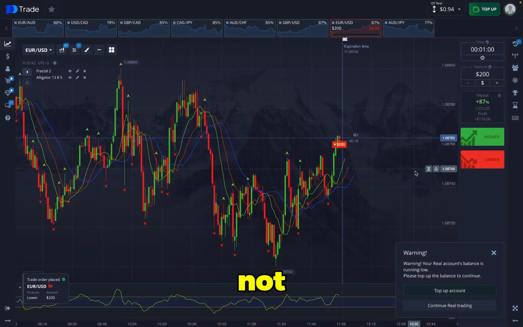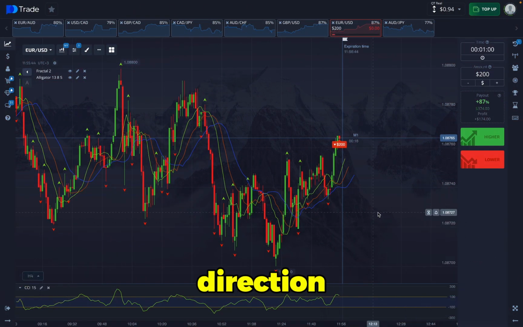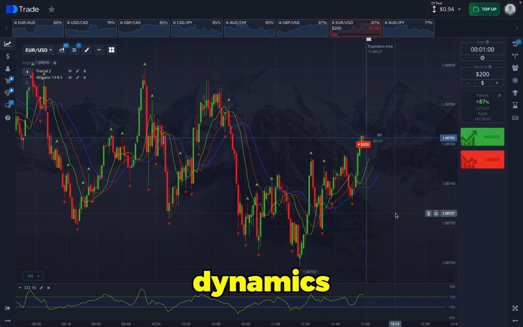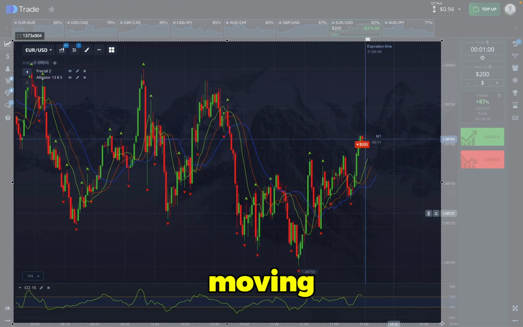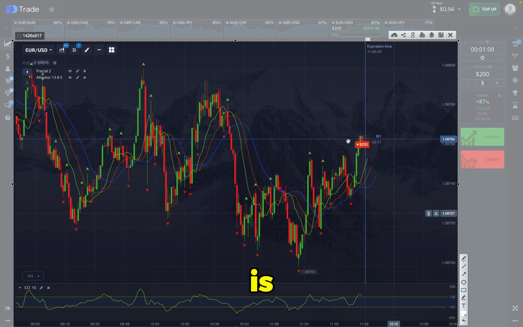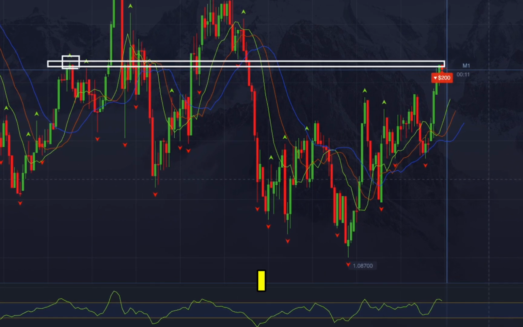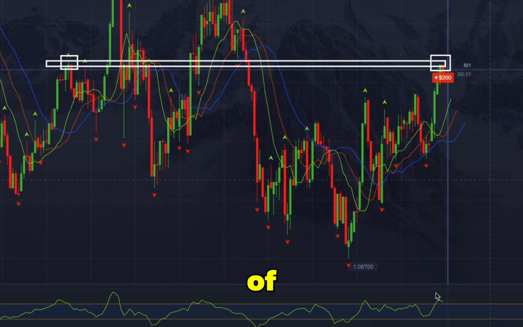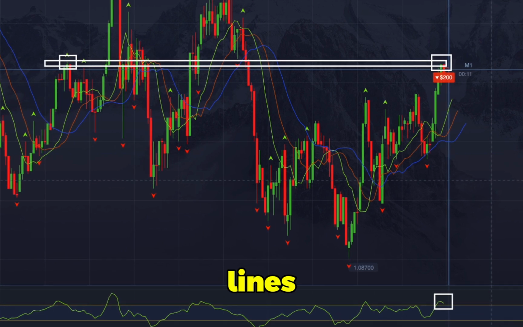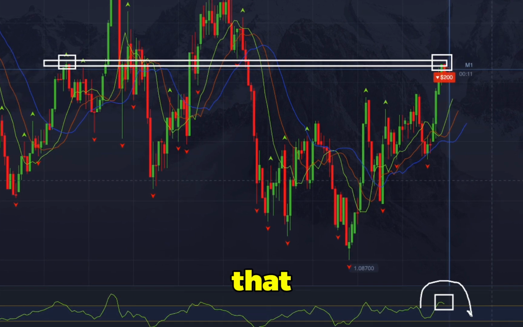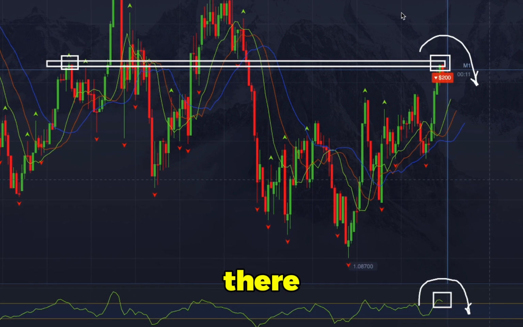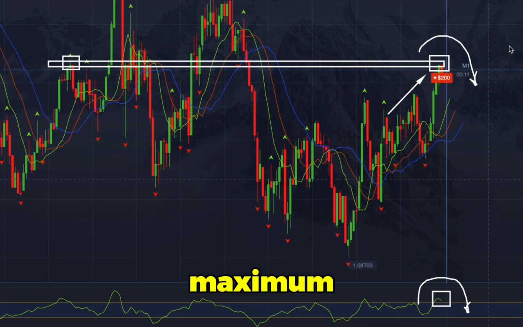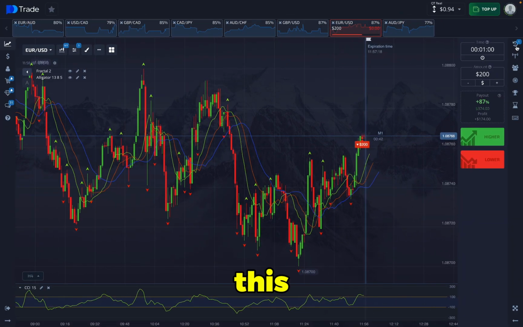And here's why not open a deal against the direction of the downward trend dynamics. I have a relatively good touch point in general, and the moving line along the oscillator is in the overbought area. I open a deal against the direction of the alligator moving lines. According to my logic, I think that a slight pullback of the dynamics should be present here as well. There should be an update of the local maximum. Let's look at the result of this transaction.